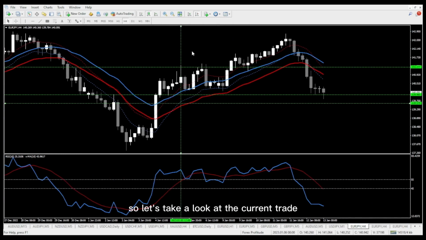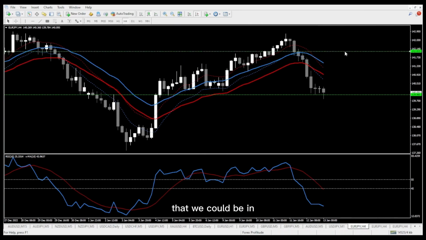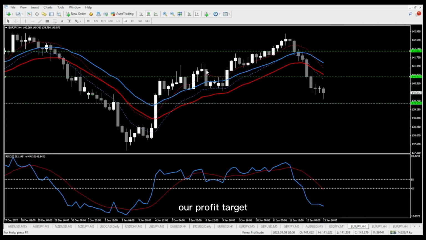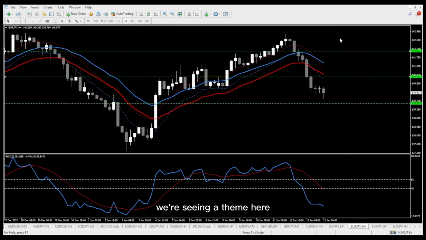So let's take a look at the current trade. This is the current short trade, the current one that we could be in. So let's put our levels on the chart, and that's going to include our profit target. So let's take a look and see what the stop loss is approximately on this one. So again, 120 pips. We're seeing a theme here.